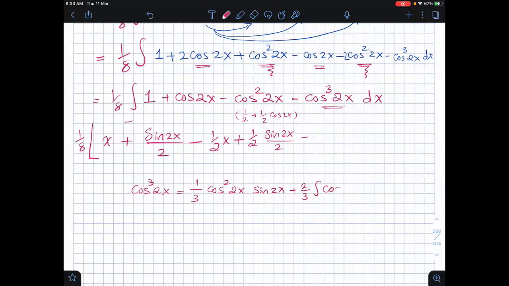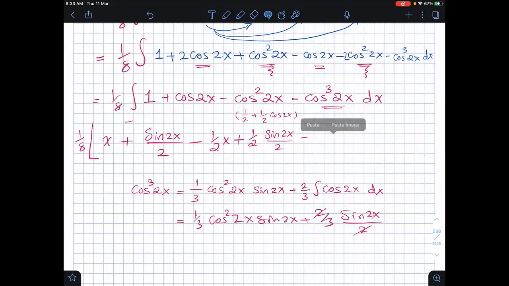Integral of cosine x, cosine 3 minus 2, cosine 2x only, dx. So this part is sine 2x over 2. Cosine squared 2x sine 2x over 3. Cross out the 2 with the 2. So we have to take all of this and copy it and put it here.